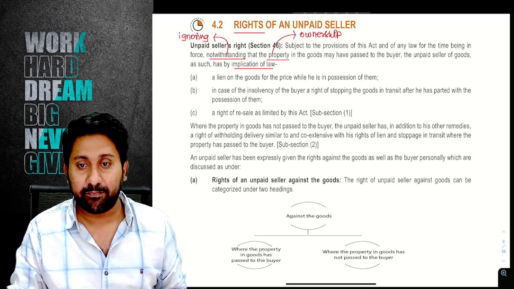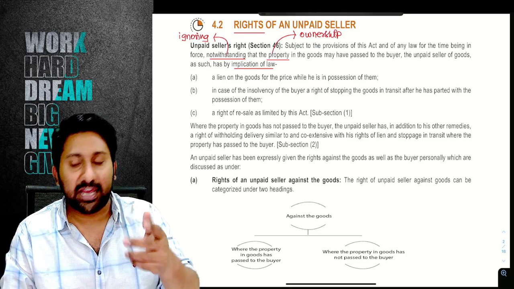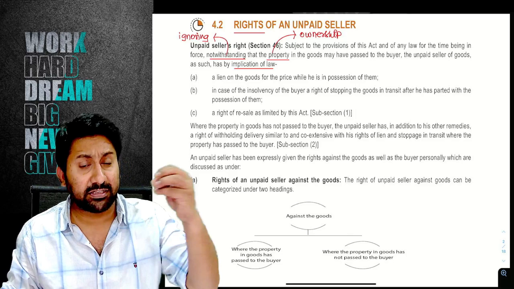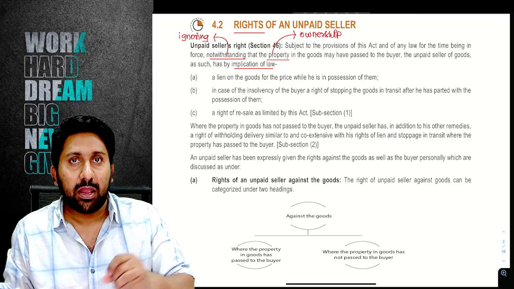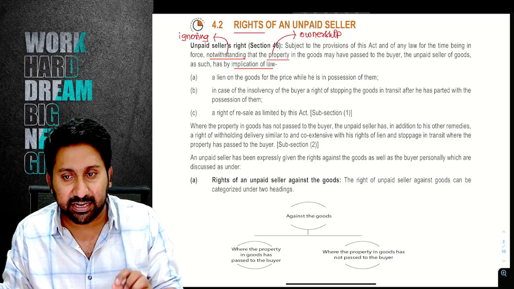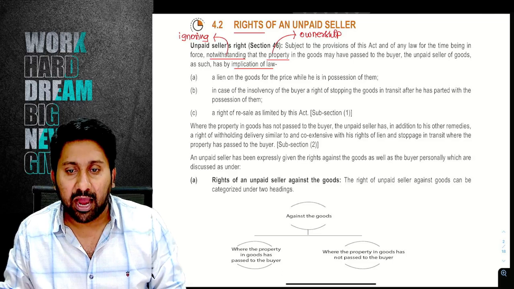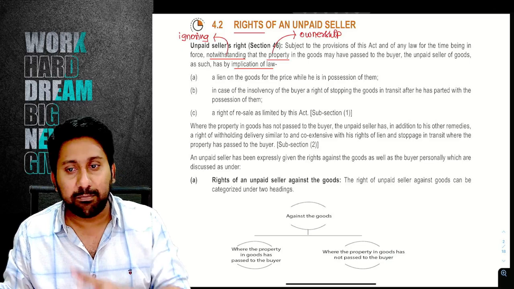In case any transaction of sale happens, the seller will sell the goods and the buyer will take possession of the goods. Two things will happen. The buyer has received the goods already. When the buyer has received the goods already, what does that mean? Already if you have delivered the goods, I don't have a right of retainment, I don't have a right of lien. I will tell you the meanings later.